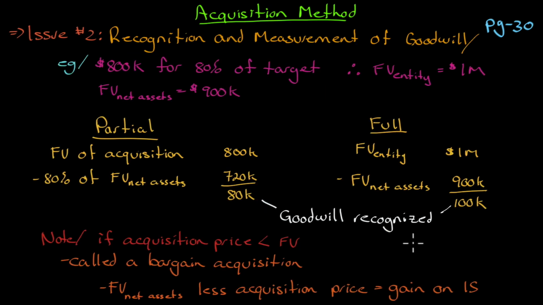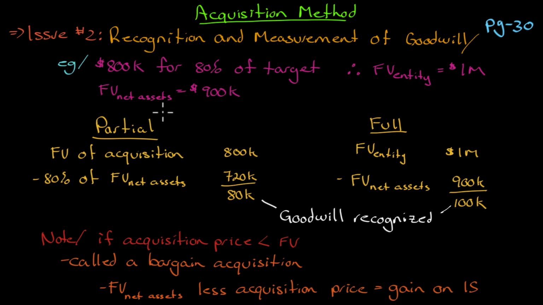So let's look at some examples of how we would do this. Let's take an example here. Let's say we spend $800,000 for 80% of the target. If we spend $800,000 for 80%, that implies the fair value of the entity of $1 million. Let's take the fair value of the net assets at $900K.